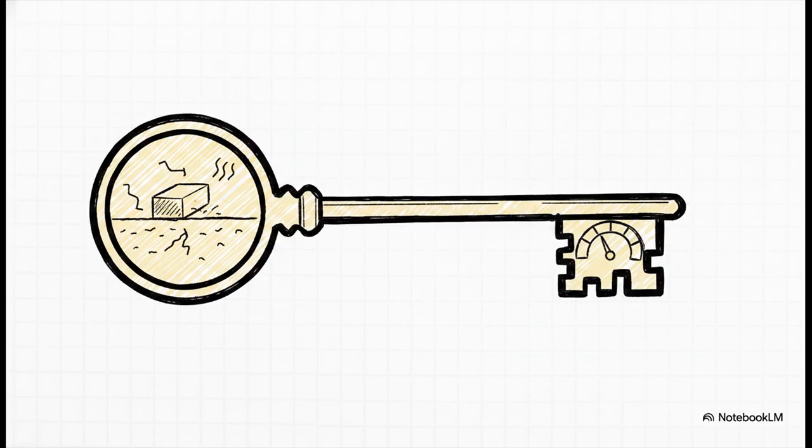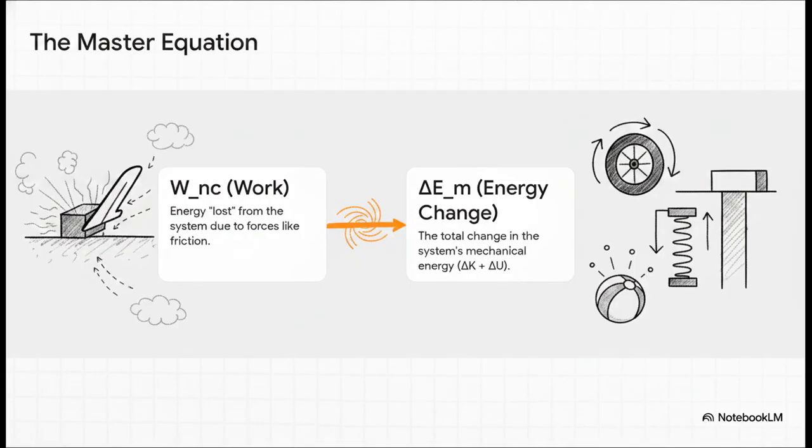The work done by non-conservative forces always equals the change in the system's total mechanical energy. So let's break that down piece by piece. The term on the left, W_NC, that's the energy that got taken out of your system by friction. Those are your transaction fees. The term on the right, delta E_M, that's just the net change in your energy accounts, your final energy minus your initial energy. These two sides always have to be equal.